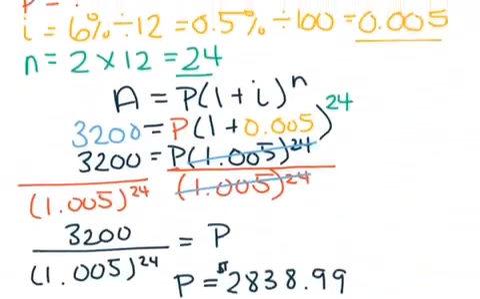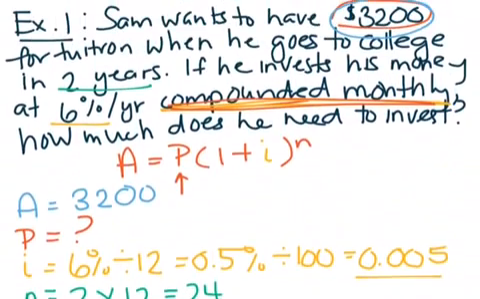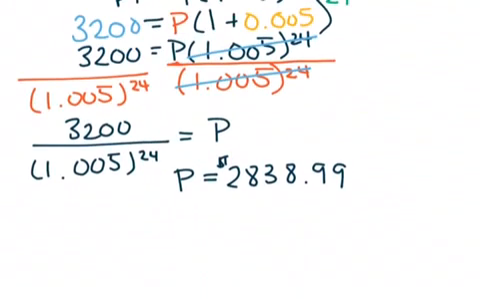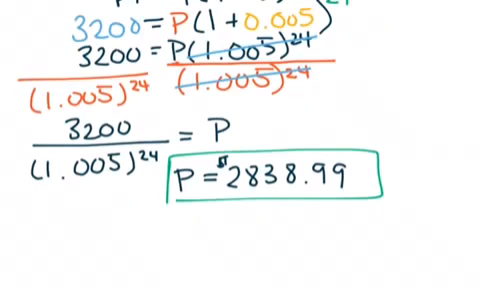So remember what the question was asking. Sam wants to have $3,200. So he wants $3,200 at the end. He's asking now, how much do I need to invest right now if I want this amount of money? So we just found that he's got to invest a principal of $2,838.99. So we've got to answer this in a word problem with a sentence.